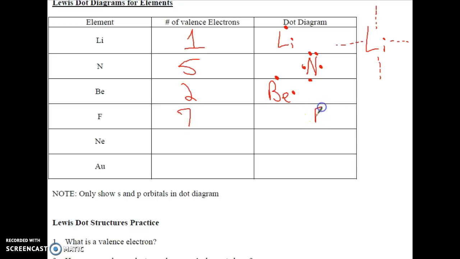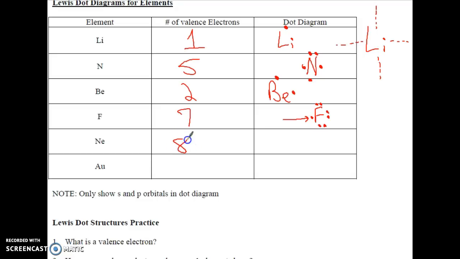Fluorine is a halogen. It has 7 valence electrons, so we're going to have 7 dots around it. And again, start at the top, work your way clockwise before you start doubling up. And there's fluorine with 7 valence electrons. So what it is telling you is those 3 pair are not available for bonding. But this 1 electron that's by itself is available for bonding.